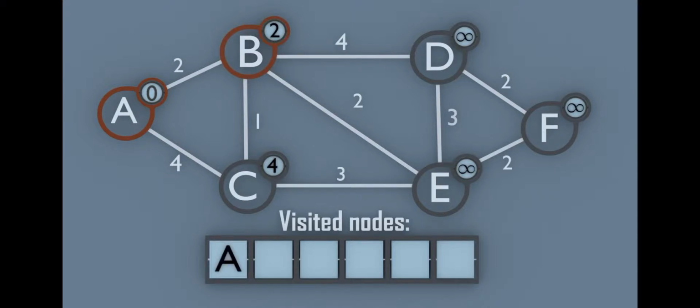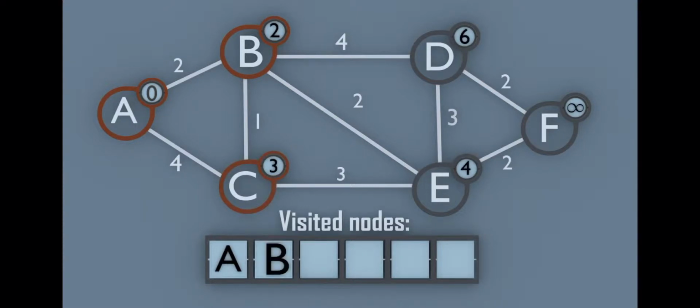We start by comparing the distance to node D to the weight of the node D. Since 6 is less than infinity, the weight of the node D is changed to 6. Then we compare the weight of the node E to the distance and update node E's weight to 4. Finally, we compare the distance to node C to the weight of the node C. Because the weight 4 is greater than the distance 3, we update node C's weight to 3. We mark node B as a visited node and move to node C.